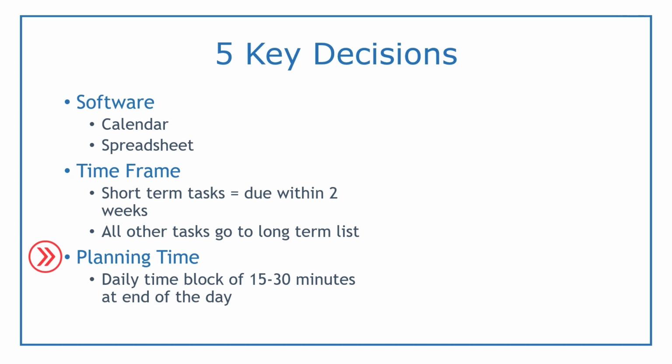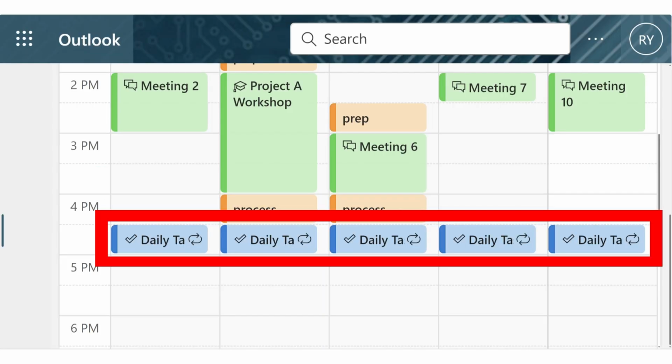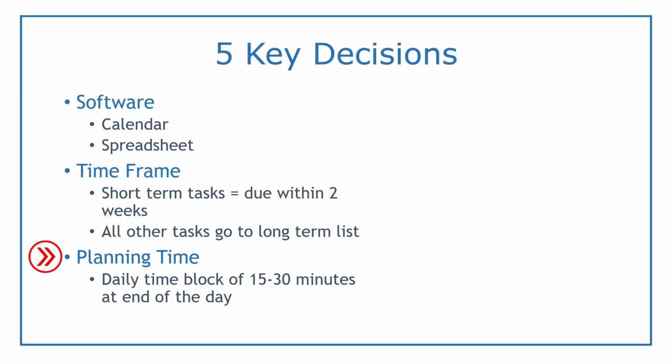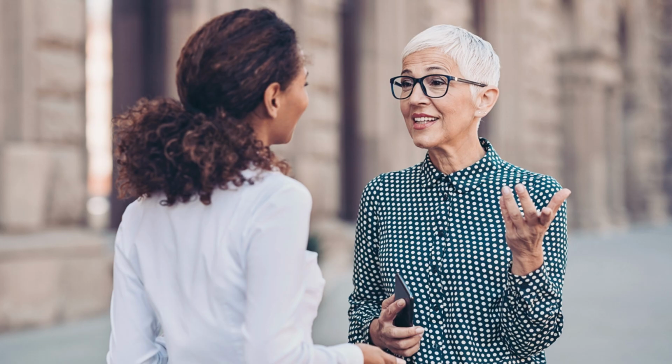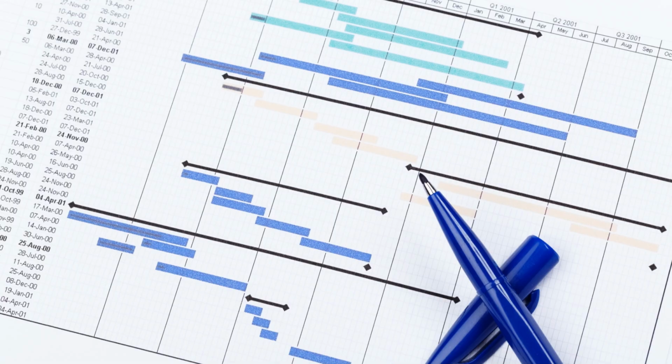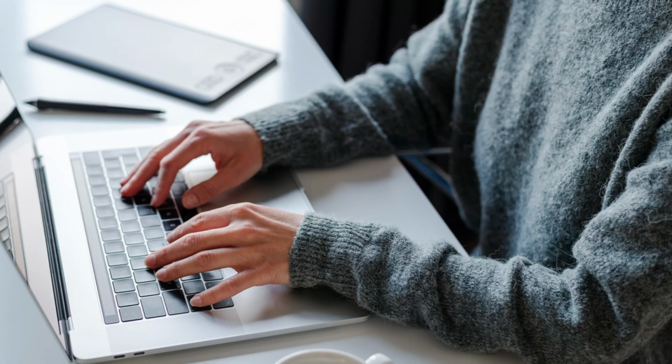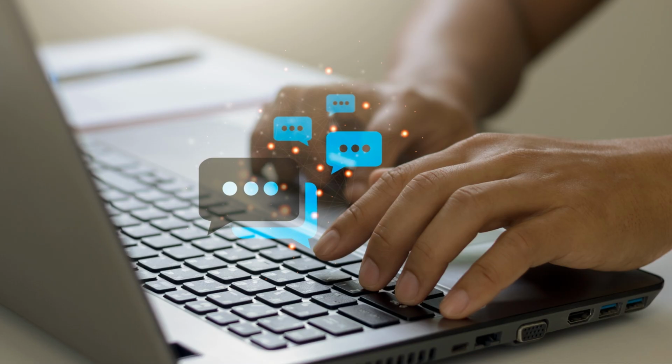Planning time. Decide on a consistent time block of 15 to 30 minutes at the end of each day to plan your tasks for the next day. This lets you start the next day focused on executing. Intake. To avoid missing tasks, identify your official channels for intaking new requests so you can check them consistently. For me, these are verbal requests, project plans, meetings, email, and MS Teams.